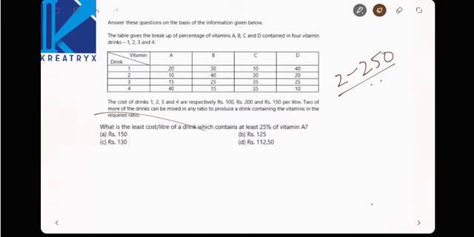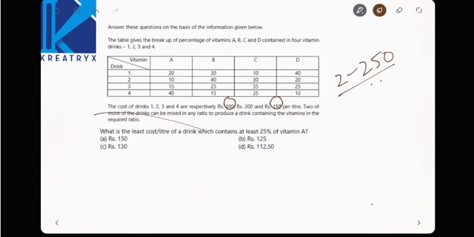Now what is the first question? What is the least cost per liter of a drink which contains at least 25% of vitamin A, and that drink must contain at least 25% vitamin A, and it must be least cost. Now see here, drink 1 is 100 rupees, the least cost drink is 100, and the next least cost is drink 4. Yes, now see here, drink 1 contains A 20% and drink 4 contains A 40%.